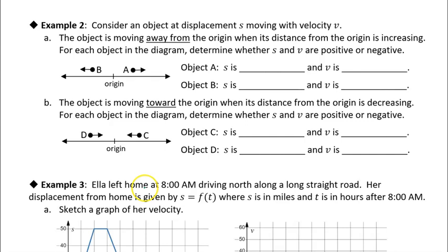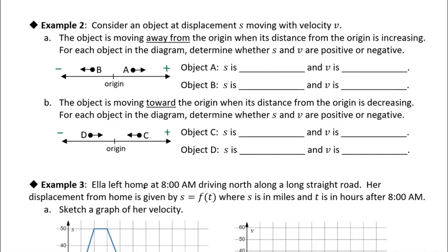Okay. Now, one thing in this example, we're going to assume that moving to the right is positive and the left is negative, all right, which is typically how we set up a number line. We have the positive numbers to the right and negative numbers to the left. And so in part A, both of these objects are moving away from the origin.